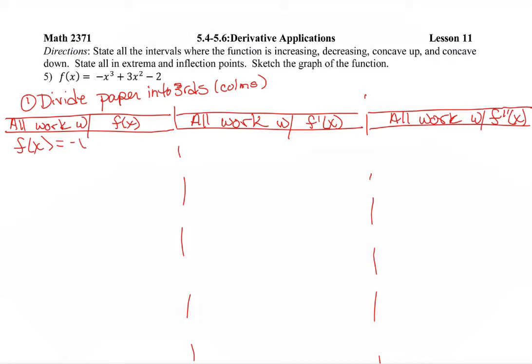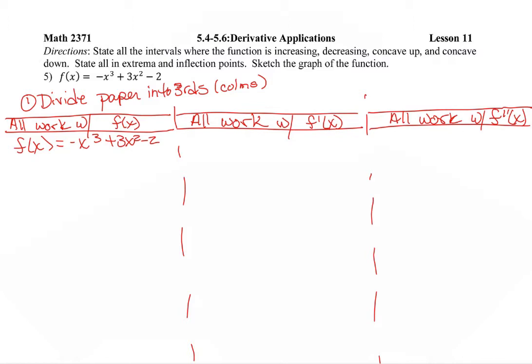So f of x equals negative x cubed plus 3x squared minus 2. Please rewrite that function. That way you know that that's what you're working with. That's in that first column.